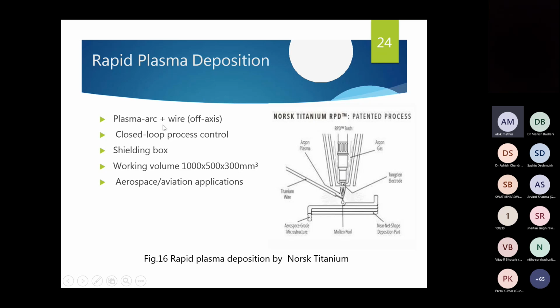So plasma arc plus wire, these are two things which are required. Closed loop process control is possible. Shielding boxes are there to shield the complete process. Working volume is 1000 mm by 500 mm by 300 mm. So 1000 mm means around 1 meter, half a meter and 30 centimeters. This is the working volume, the work envelope, which can be used.